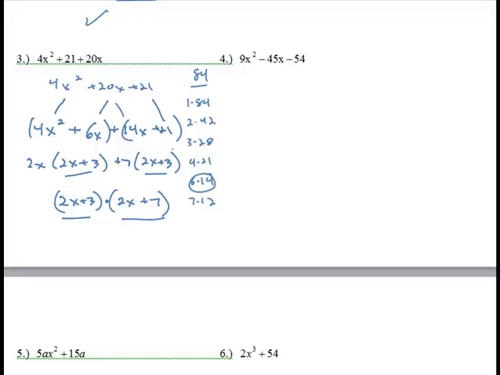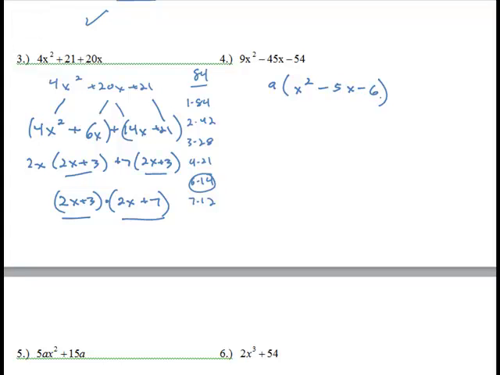Example 4. Step number 1, it is in standard form. Step number 2, we do have a greatest common factor. The 3 terms in this polynomial have a few factors in common. We want to factor out the greatest common factor, which is a 9. So we factor it out, and we're left with x squared minus 5x minus 6.